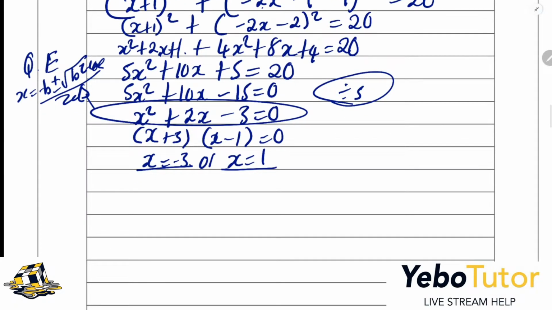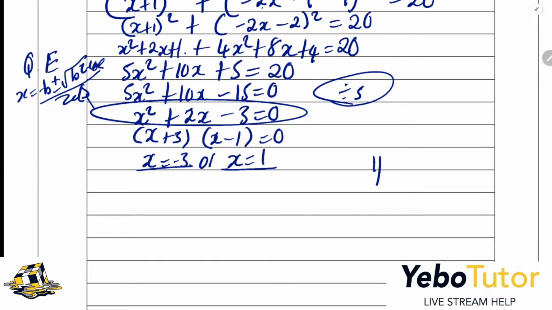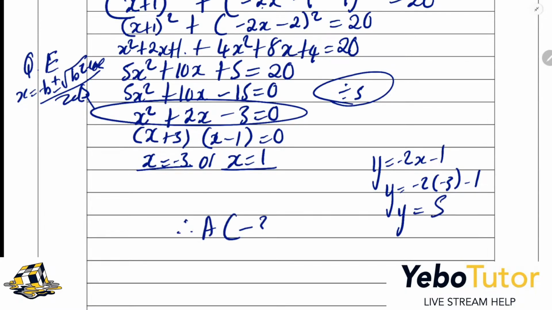And of course, from there, we know that our equation is y equal to negative 2x minus 1. So if we substitute negative 3 over there, that will be y equal to negative 2 multiplied by negative 3, minus 1. So y will be negative 2 times negative 3, that's positive 6. 6 minus 1 is 5. So the coordinates of point A will be negative 3, 5.